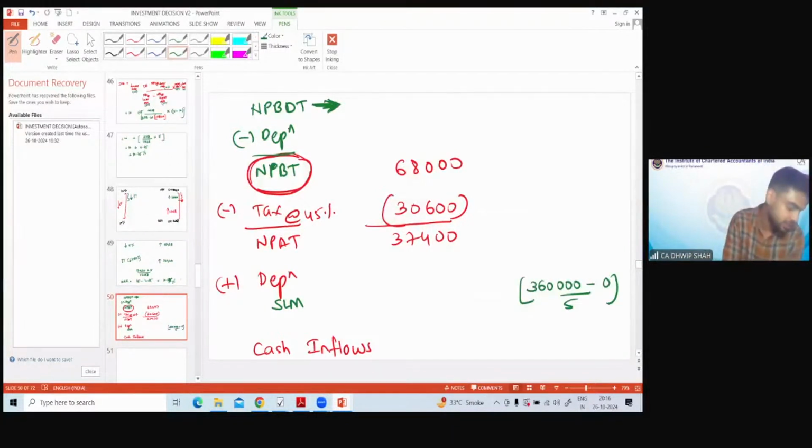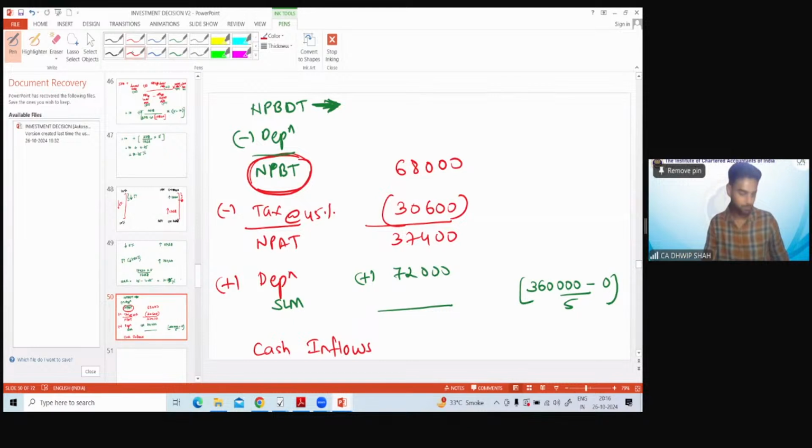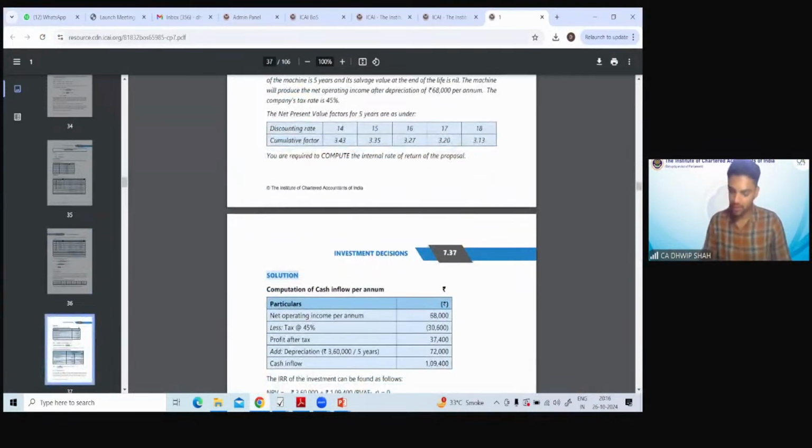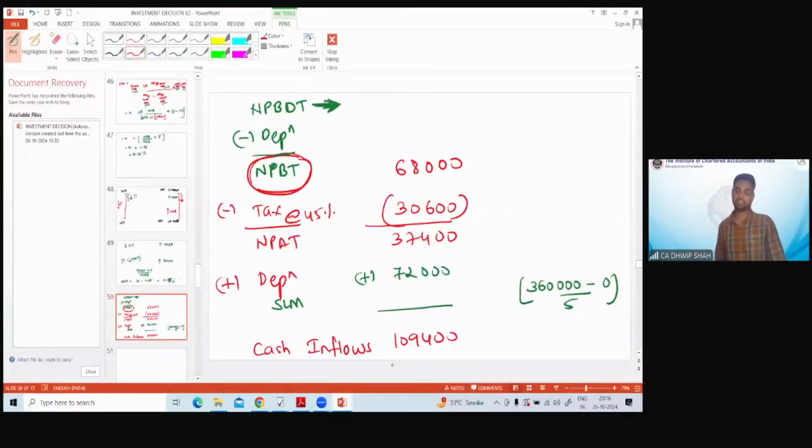So my depreciation comes to 72. So can I say I need to add this depreciation of 72,000? So my cash inflow will be 109,400. Understood, everyone? This is the first time in the question where cash inflow is not directly given, but they have given information on other variables of the income statement. Everyone understood this? Yes, 72,000, correct.